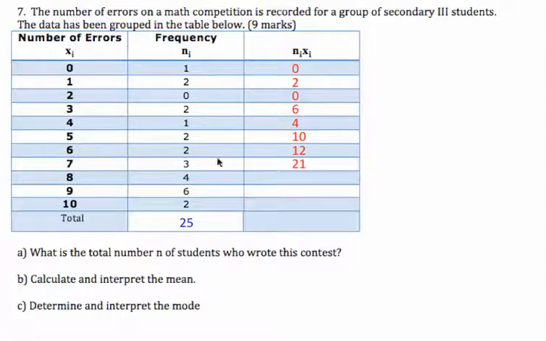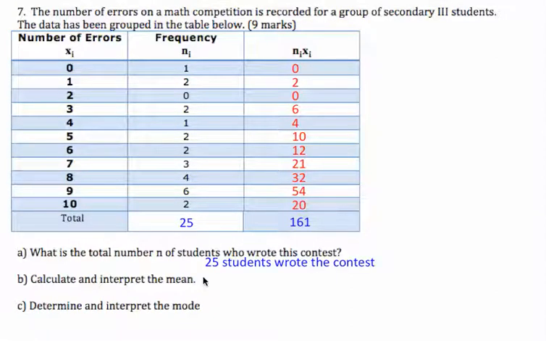So 2 times 6 is 12, 3 times 7 is 21, 8 times 4 is 32, 6 times 9 is 54, and 2 times 10 is 20 errors. So 6 people made 9 errors each, and 6 times 9 represents 54 errors. The total number of errors is 161. Now we can get down to answering the questions. So 25 people wrote the contest.